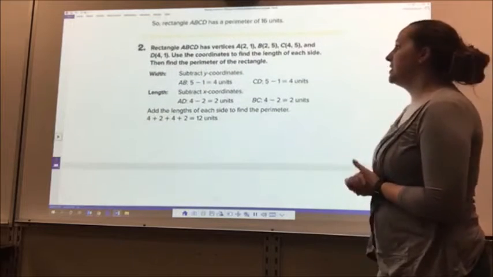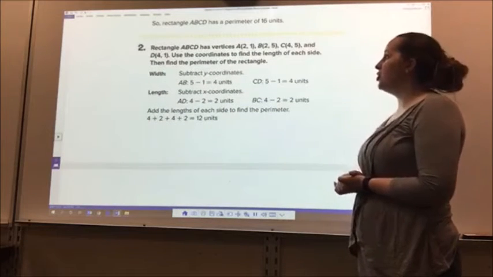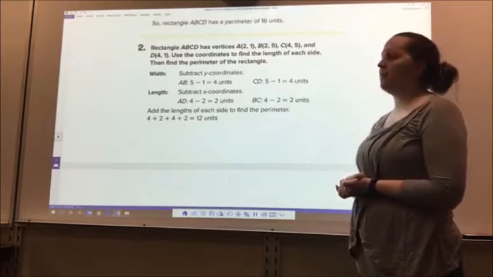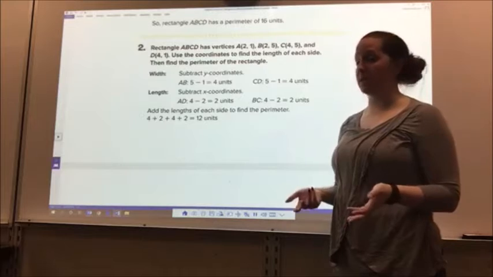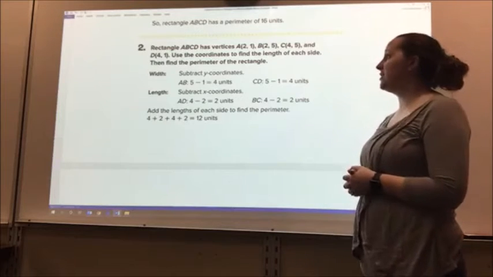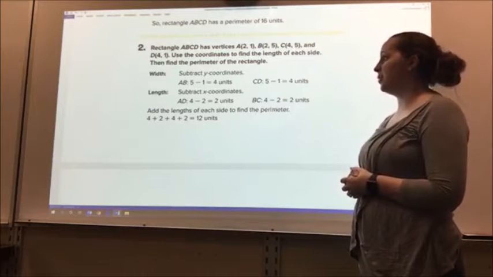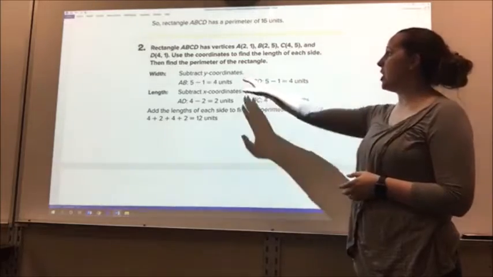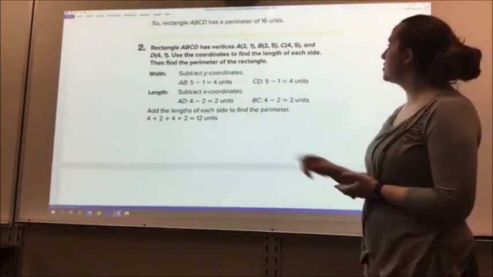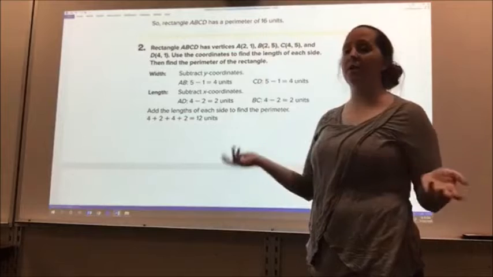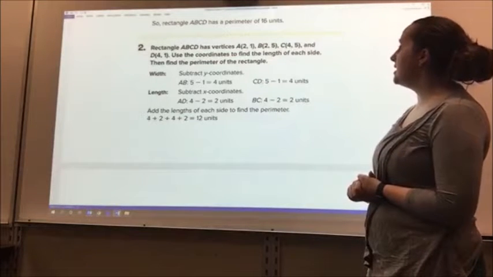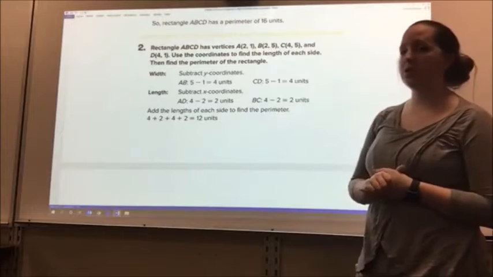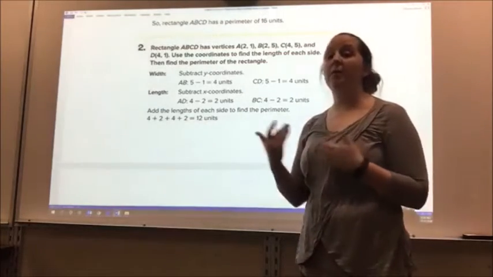Second example, rectangle ABCD has vertices (2, 1), (2, 5), (4, 5), and (4, 1). It did not give you a graph this time, so you actually do need to subtract. Use the coordinates to find the length of each side, then find the perimeter of the rectangle. I subtract my y-coordinates first. 5 minus 1 is 4. That's between A and B. And then C and D is 5 minus 1 again, so that's also 4. You do need to do it for both of them.